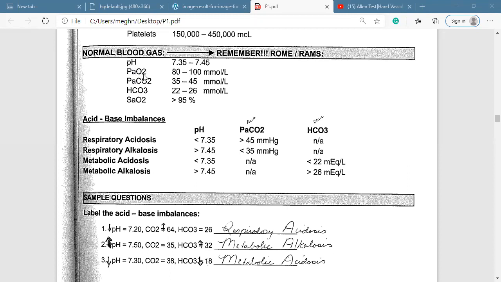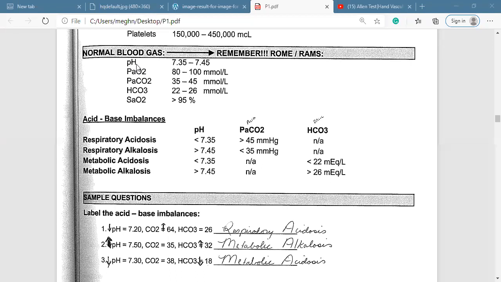The second one is the partial pressure of oxygen. It is 80 to 100 millimeters of mercury. Some books mention 80 to 100 mmHg. The partial pressure of carbon dioxide is 35 to 45, but some books mention millimeters of mercury. Bicarbonate ion is 22 to 26 millimoles per liter, but some books say 21 to 28 milliequivalents per liter, right? So as I told you, the three major components are important for understanding acid-base balance.